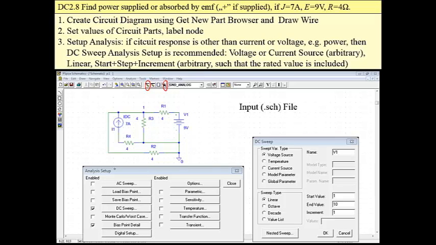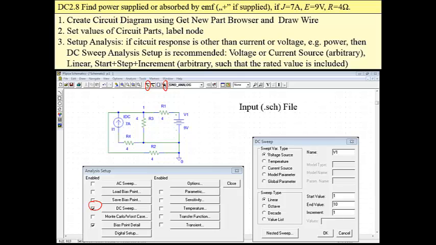In our case, our response is power. Our response is different than current or voltage. In PSpice, if we select bias point detail, then we have printed only current or currents and voltages. We may not print a power, any combination of current and voltage. If so, it is recommended to use DC sweep analysis, such that we obtain a probe window.